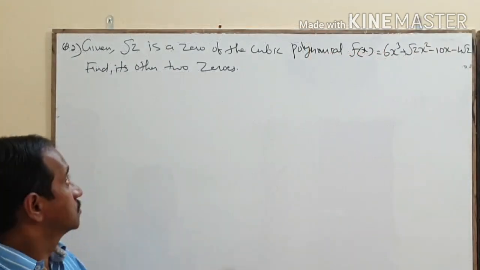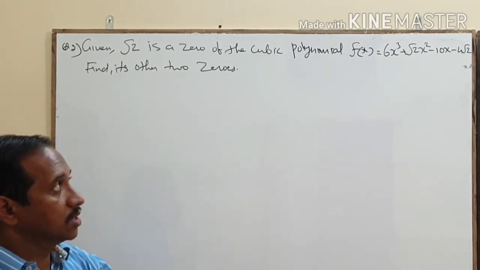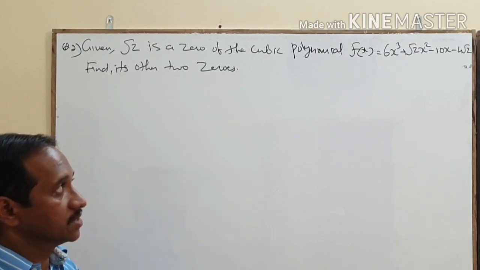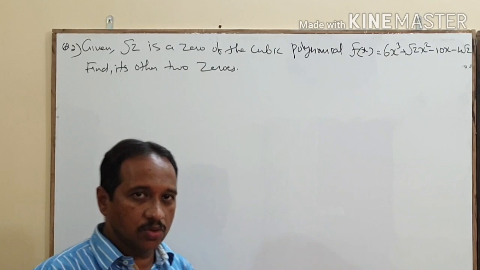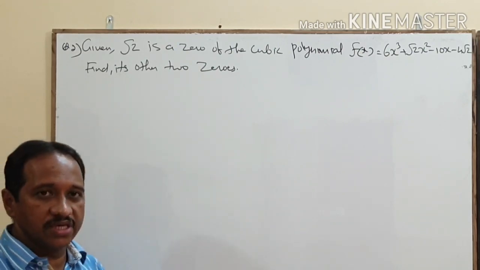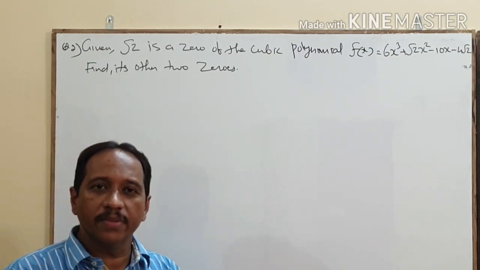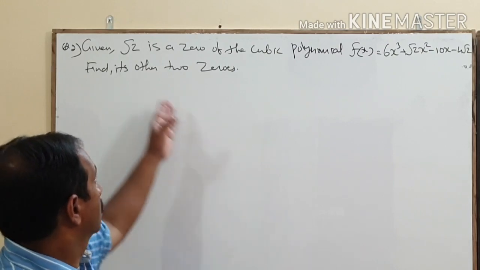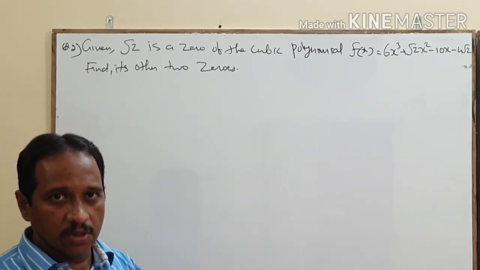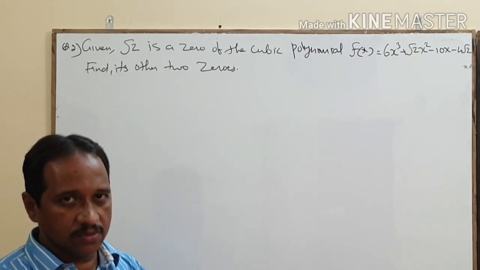Look at today's second question. Given root 2 is a zero of the cubic polynomial, f of x is equal to 6x cube plus root 2x square minus 10x minus 4 root 2. Find its other two zeros. Here you are given a cubic polynomial. A cubic polynomial can have at most 3 zeros. Of the 3 zeros, you are given 1 zero. Here also we have to find the remaining two zeros.